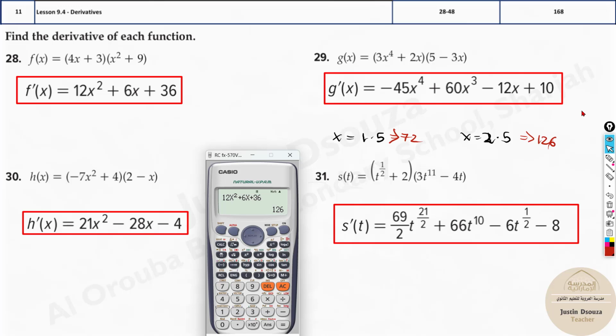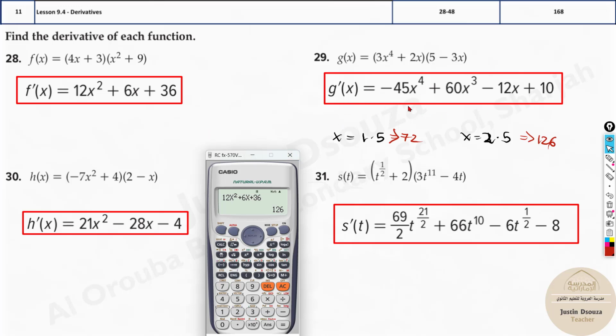Whereas the other answers will not match. Only one option will match, so you can easily eliminate. Now imagine you put the first option, it's not matching for 1.5. It doesn't come 72. Then go to the next option. If it matches, that's the answer. If it doesn't match, go to the next one. Only one will match and it will work no matter what if you follow the proper steps.